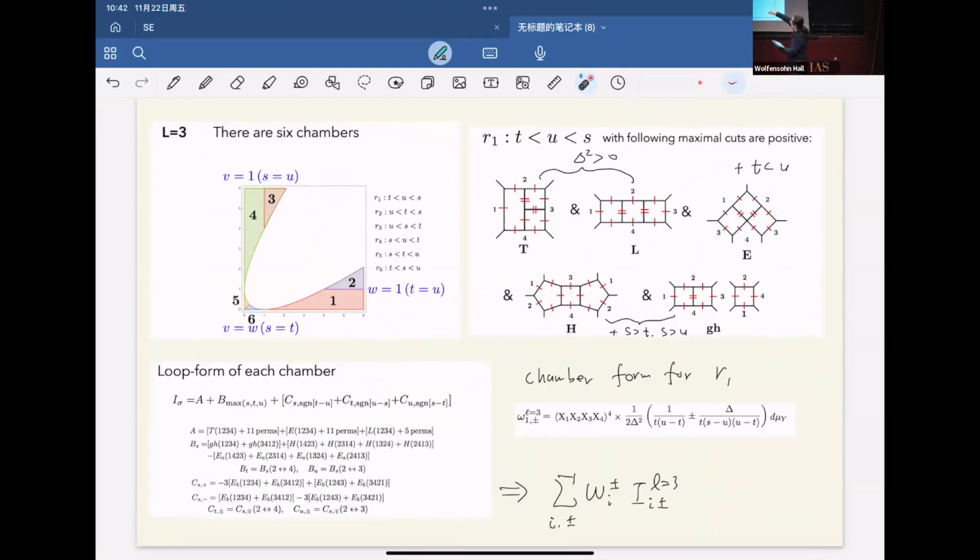The whole positive region is divided into 6 chambers, depending on the relative sizes of s, t, u, which are 3 variables of the brackets, x1 2 squared, x3 4 squared being s, and the permutations give you t and u. It's really just the 3 factorial regions depending on the ordering. And exactly in any one of these regions, for example in the first region, when t is smaller than u and s, you see that all the possible maximal cuts at 3 loops become positive simultaneously. So you move to another one, and some other cuts will be positive.